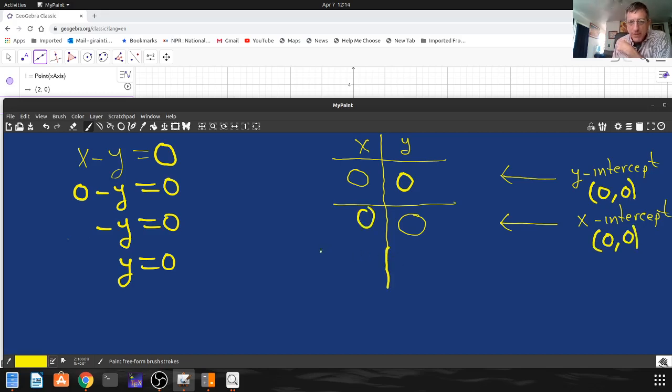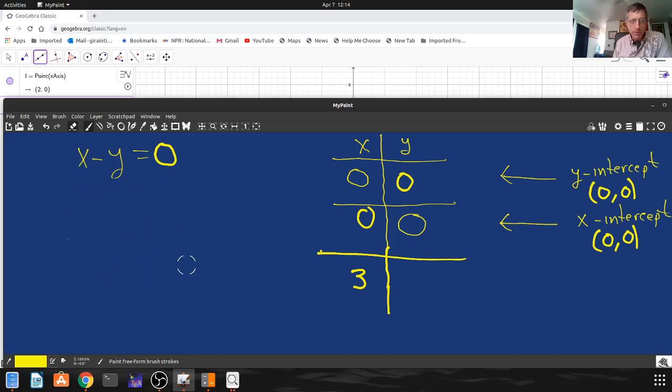So I need to find another point. And here's what I would say. I would say choose some other whole number value, like 3. And you can make it x or y. It doesn't matter, because we need to find 2 points. So I chose 3. I only got 1 point that way, so I had to find another one. The only time you have to do this to find another point is if the x-intercept and the y-intercept are the same.